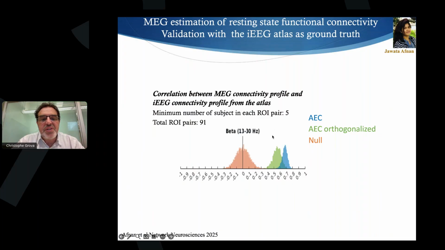And so here what we see is the distribution of the null hypothesis, and the envelope correlation was doing a very nice, relatively high spatial correlation between what we measure in the atlas and what we recover from MEG converted in the atlas. And when we remove the zero-lag connectivity that is biased, of course the connectivity decreased, but it's still valid.